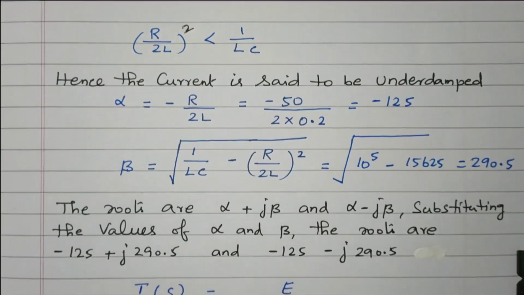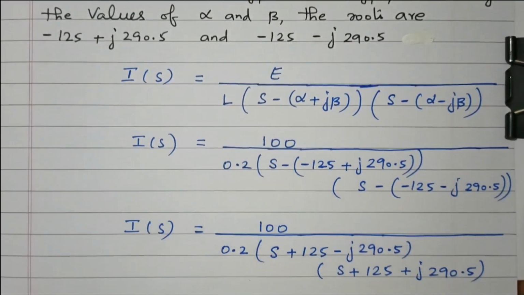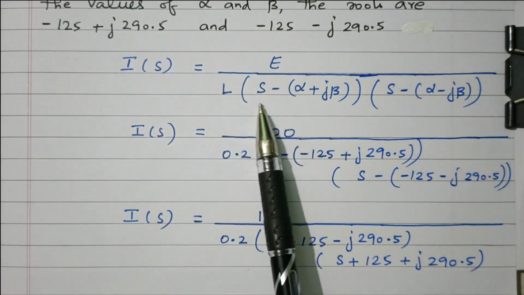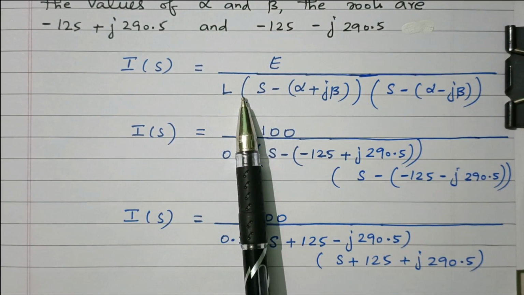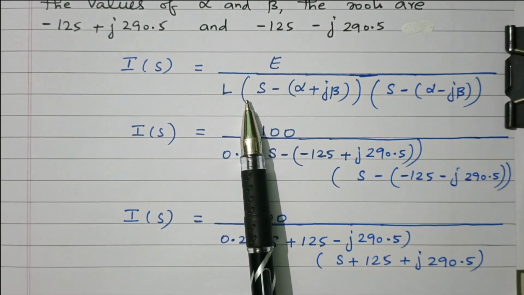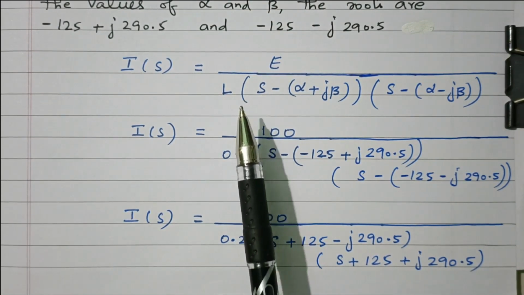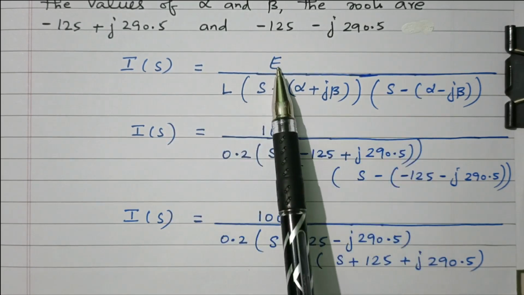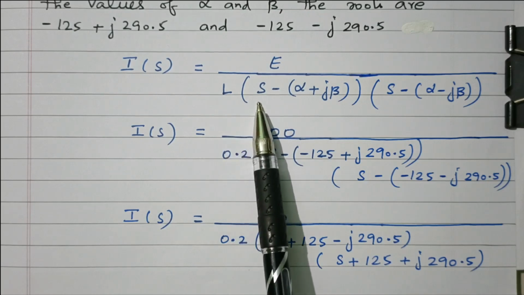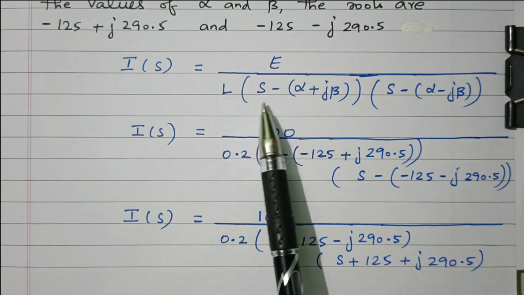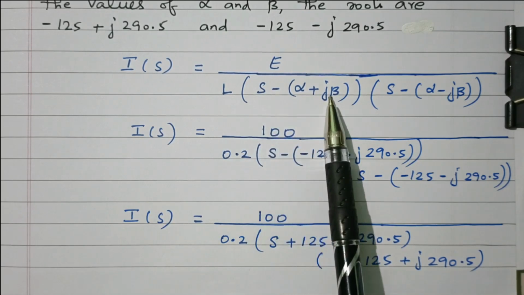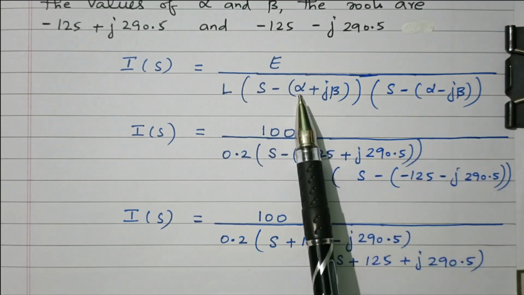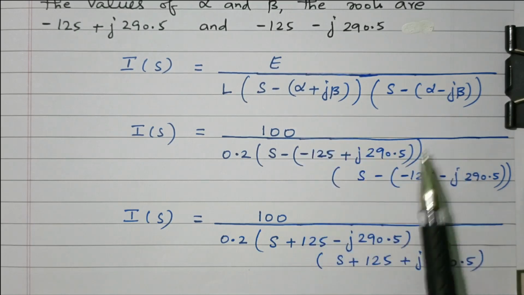Now based on that we can go for the expression for current I of S. I of S equal to E divided by L. This is the third case. In the RLC circuit, three cases are available: roots are real and equal, real and different, and the third case is complex conjugate. So this is coming under complex conjugate. A separate video is available for explanation of the RLC circuit. I of S equal to E divided by L into S minus alpha plus j beta into S minus alpha minus j beta, these two roots, alpha plus j beta and alpha minus j beta.